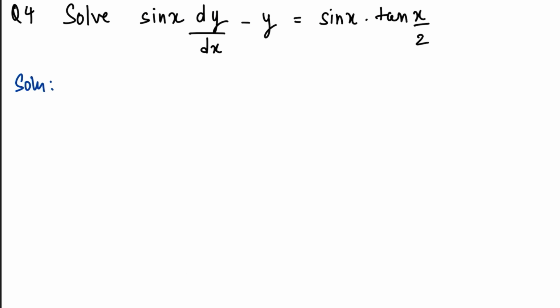Moving on to the next question. Sin x dy by dx minus y equals to this. First, you will try to simplify it and then figure out which type it is, whether it's LDE or homogeneous, right? And then solve the equation.